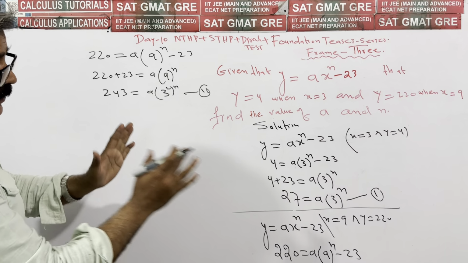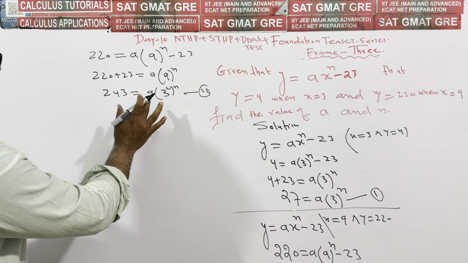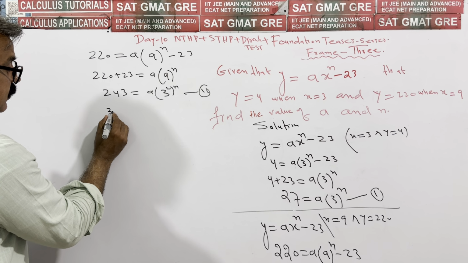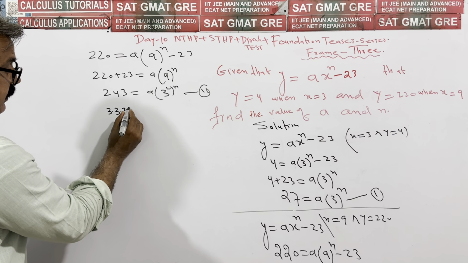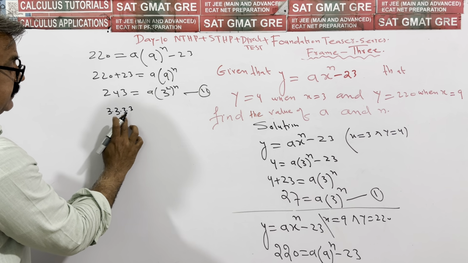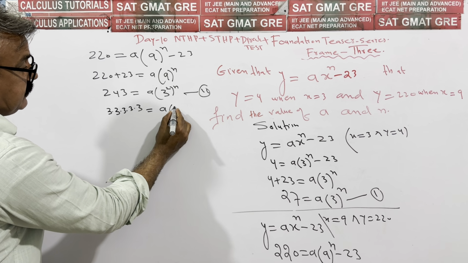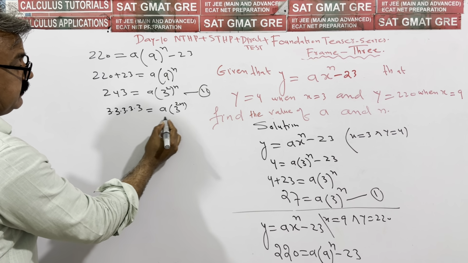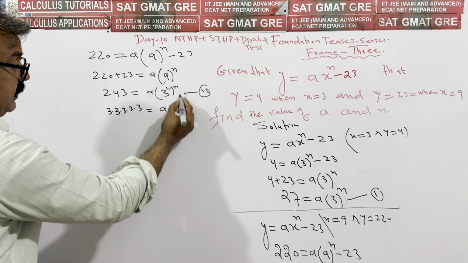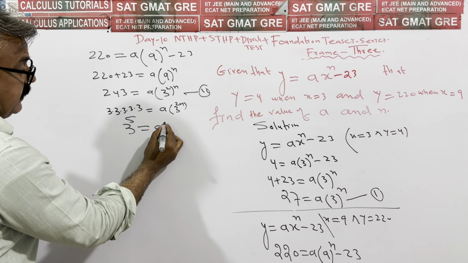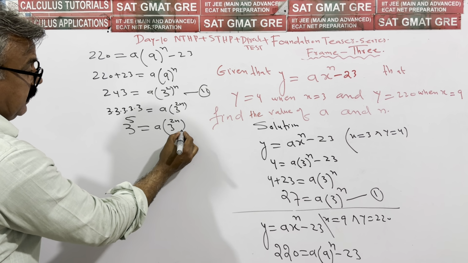We are first finding values of a from both equations and comparing. So 243 can be written as 3 into 3 into 3 into 3 into 3. 3 times 3 is 9, 9 times 3 is 27, 81 times 3, 243. It can be written as 3 raised to 5, equal to a times 3 raised to 2n.